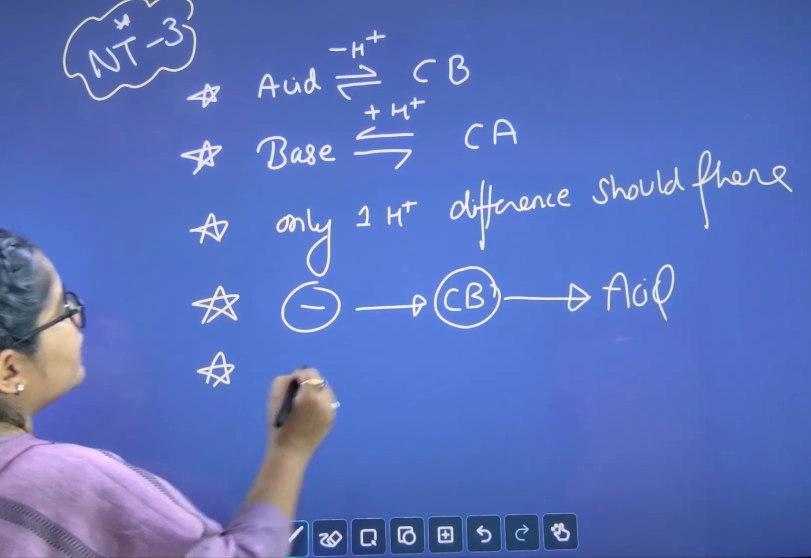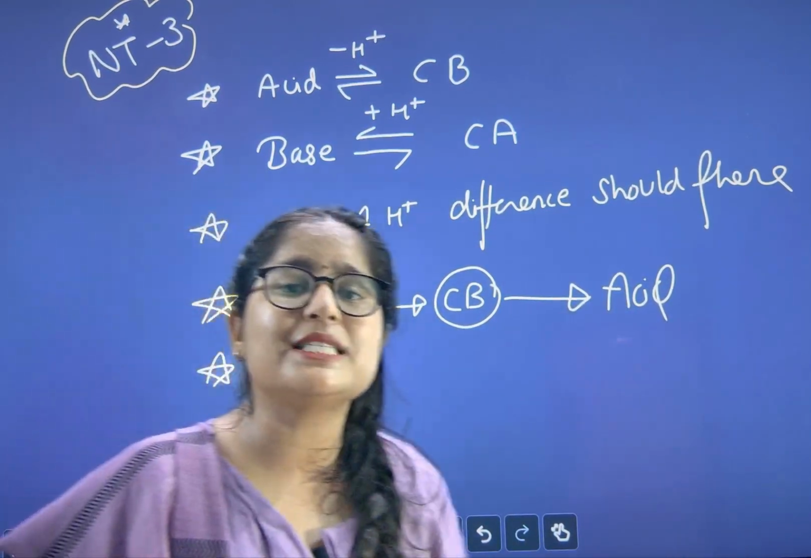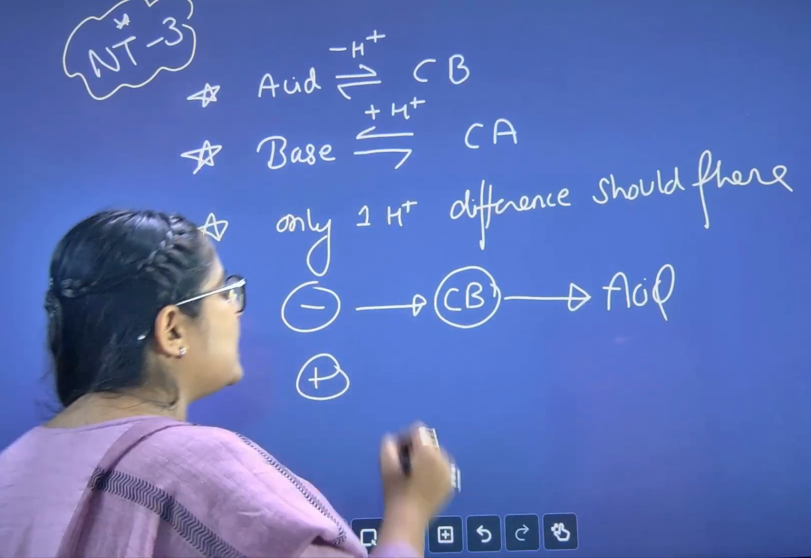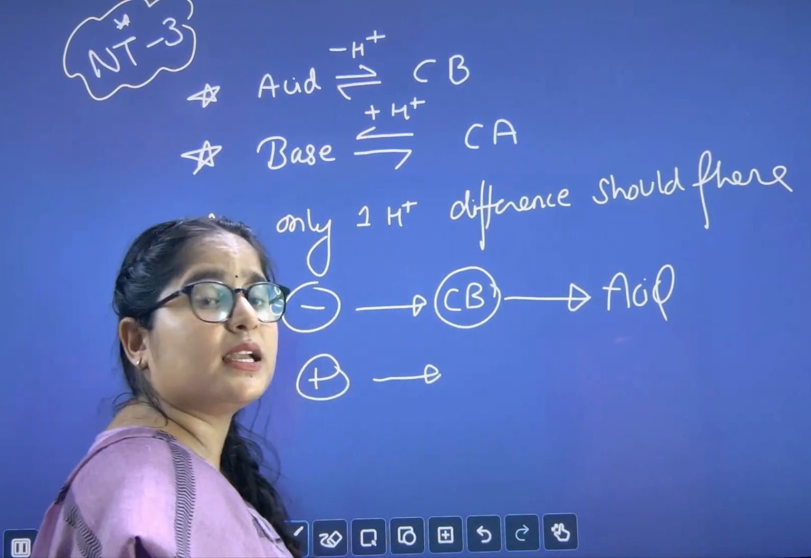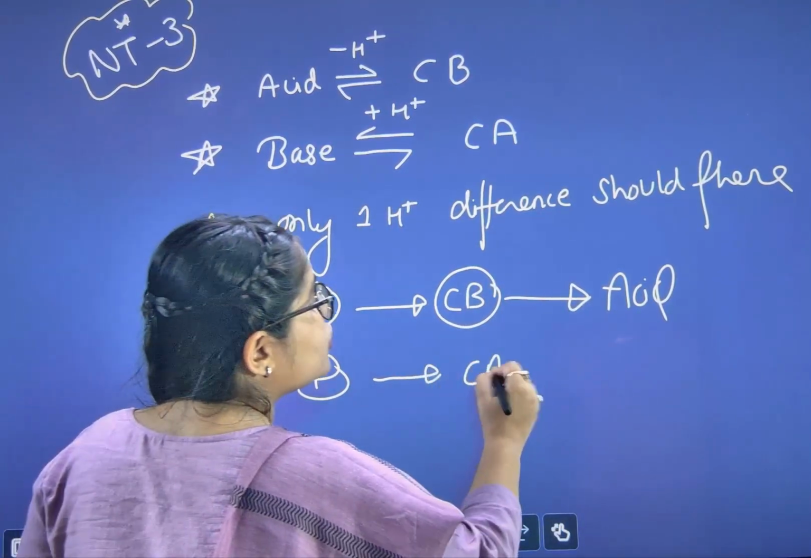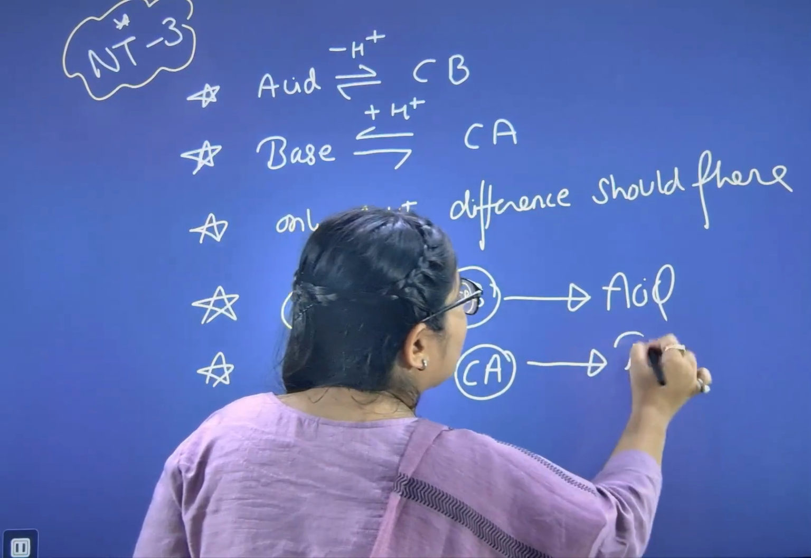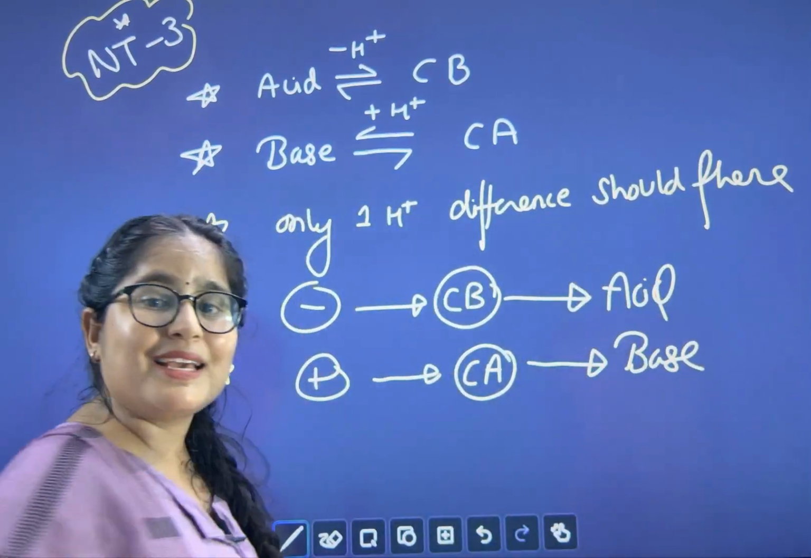Next star point. Whenever you see a positive charge, it means I have added hydrogen. Added hydrogen means it is a conjugate acid. The conjugate acid has come from the base. Easy or not?